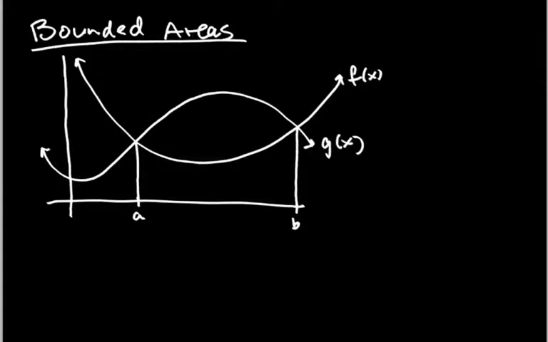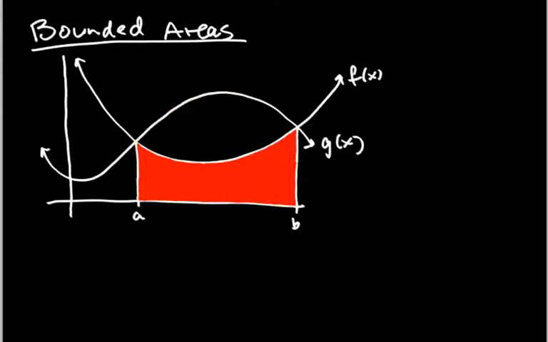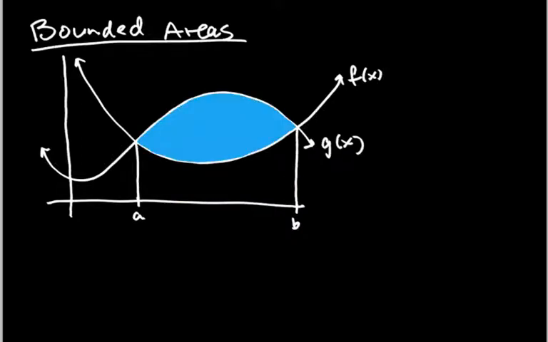So, bounded areas. The general idea here is to try to find the area that is in between the curves. So we can kind of think about it as, here's the area that's under the top curve, and then here's the area of the bottom curve. So essentially if we take the area of the top and subtract out the area of the bottom, then we end up with the actual bounded area that we want.